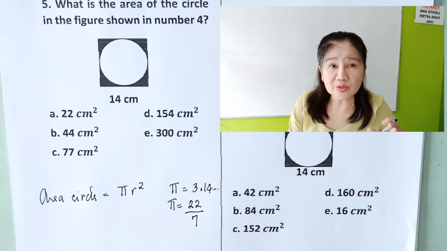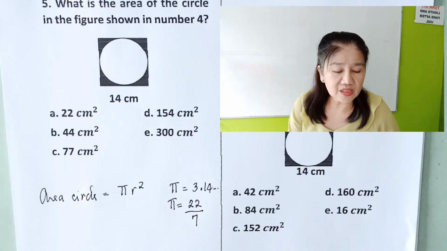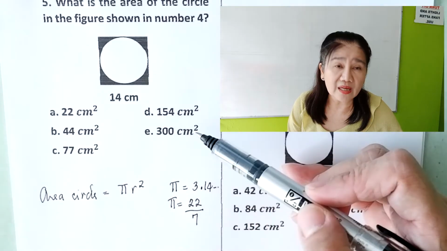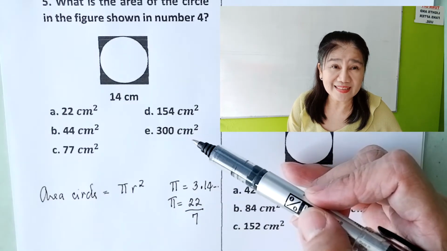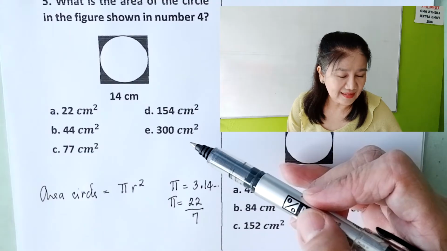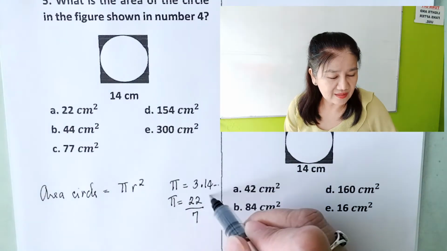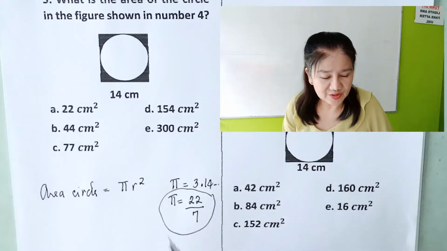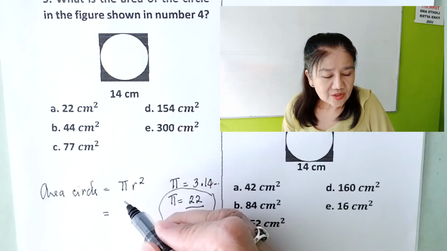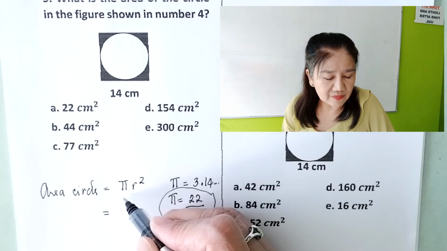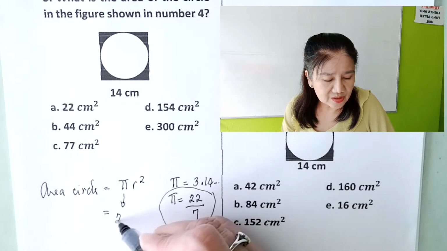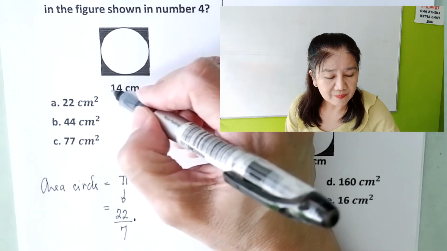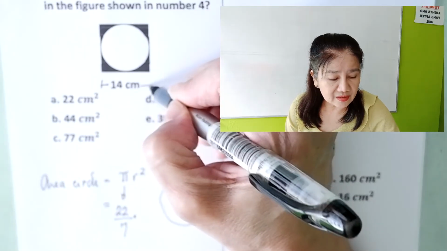In this case, you have to be wise. You have to take a look at the choices first. Taking a look at the choices, you do not have any decimals here. So it would be better then to be using this value 22/7. Okay, let's try it again. So plug in the values. We have pi, which is 22/7 r squared. Now, the side of the square here is 14.